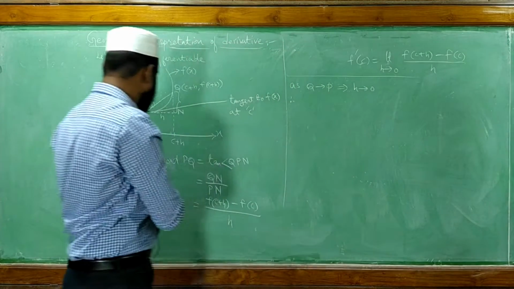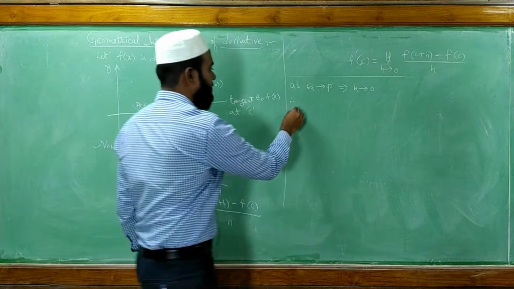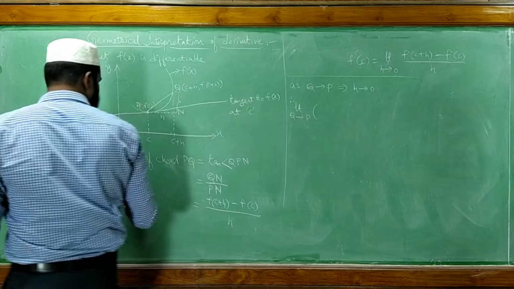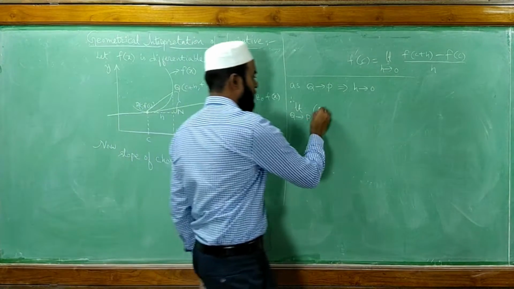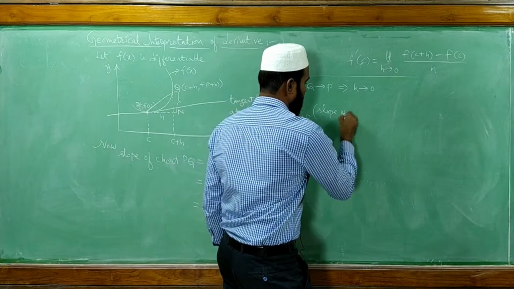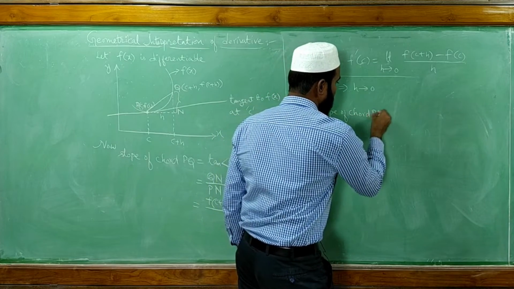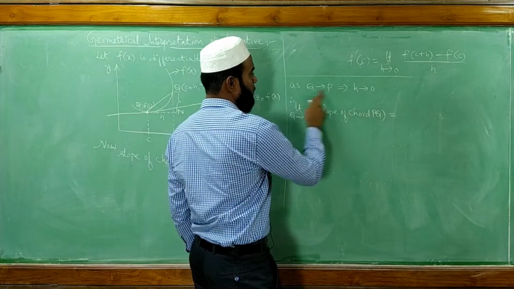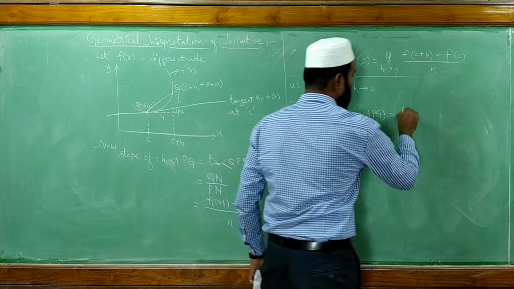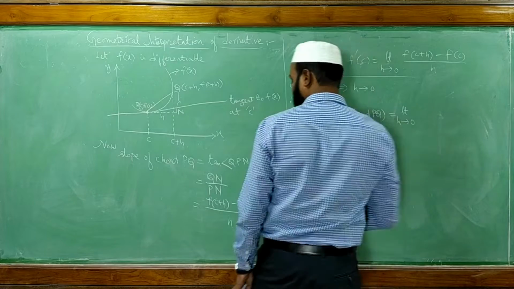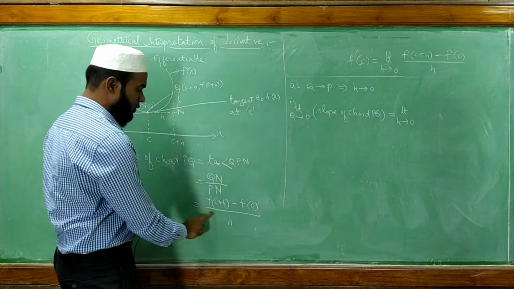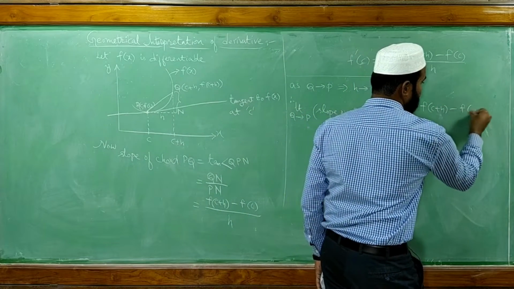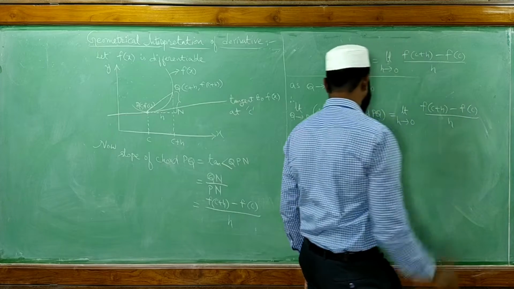Therefore, you consider this. Limit Q goes to P. What is here? Slope of chord PQ, right? Which is equal to, now here h goes to 0. As Q goes to P, h goes to 0. Therefore, limit h goes to 0. What is remaining? f of c plus h minus f of c by h, right?